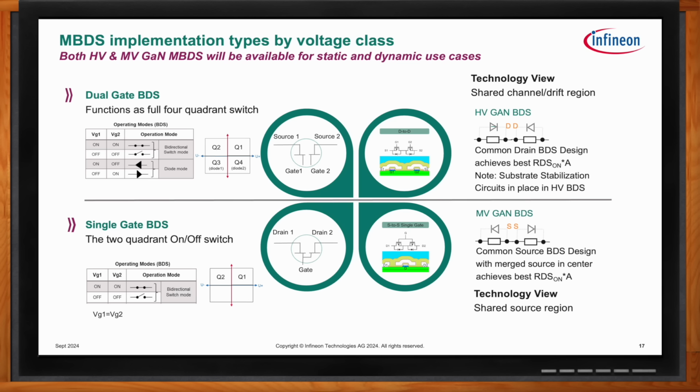One, which is designated on this slide as dual gate BDS, is the high voltage version. And the other is the single gate BDS, which is the mid voltage in the range of 40 to 200 volt. So the dual gate BDS, the high voltage variant, can operate in bidirectional mode, in which it can conduct current in both directions or block voltage in both directions as well.